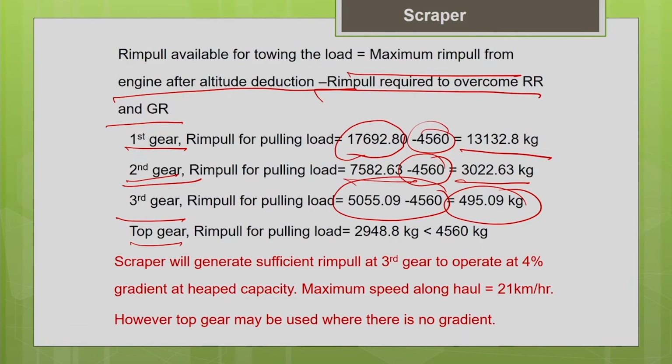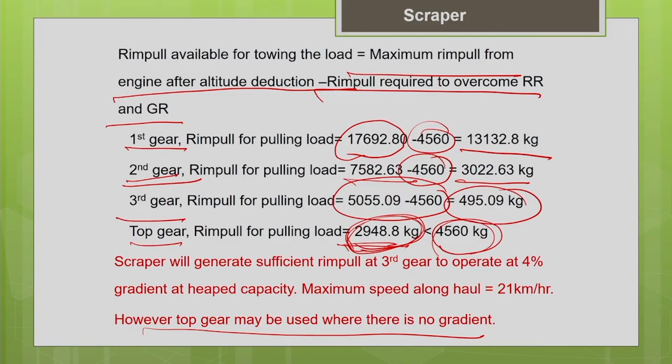2,948.8 kg. So one thing to be noted is that in the top gear, the power generated by the engine is lesser than the power needed for overcoming the resistances, rolling and the grade resistance. That is why we cannot use the top gear when you climb the grade. So top gear can be used when there is no gradient, but when you are climbing up the grade, you cannot use the top gear.